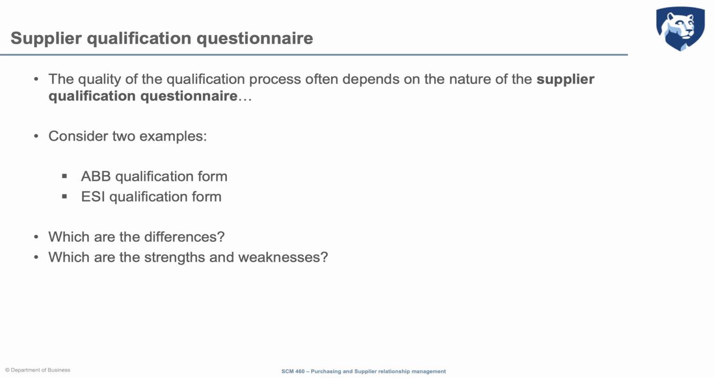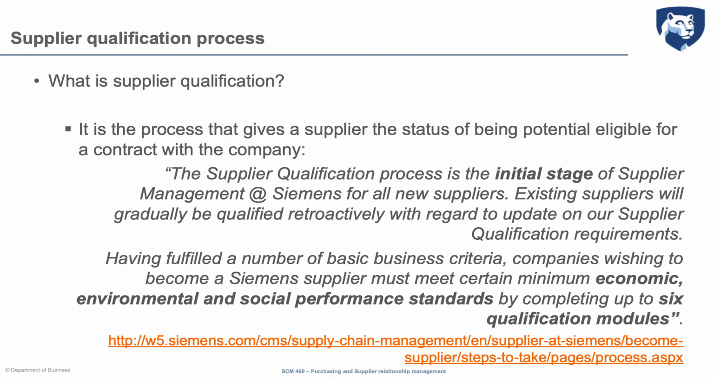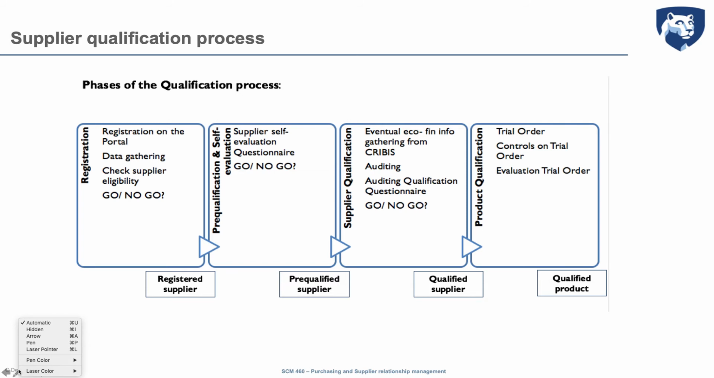Now, of course, the quality of the qualification process strictly depends on the qualification questionnaire. So we have seen that the first stage is asking the supplier to self-assess himself through a qualification questionnaire and then complement this information with the external report.